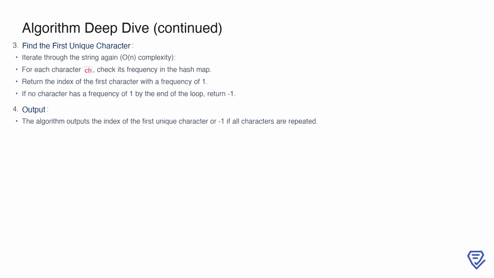Once the frequency count is complete, the next step is to find the first unique character. To do this, we iterate through the string again. For each character, we check its frequency in the hash map. If the frequency is 1, that means this is the first unique character, and we return its index. However, if we complete the second iteration and no character has a frequency of 1, it means there are no unique characters in the string, so we return -1. The algorithm outputs either the index of the first unique character or -1 if all characters are repeated. This 2-step approach ensures clarity and efficiency in solving the problem.